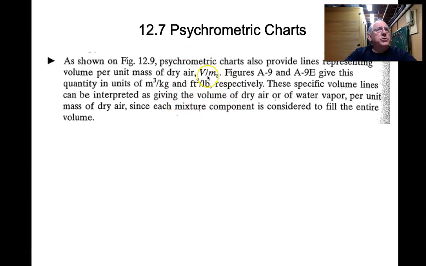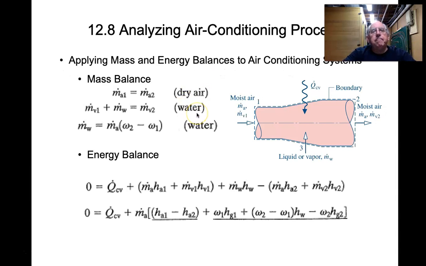The final item, which I also mentioned, was that there are lines of constant volume per mass of dry air. And so they are lines associated with the specific volume associated with the mixture itself. And we'll see that we can use that to determine how much dry air, what is the amount of dry air in a given mixture, in a given flow system.